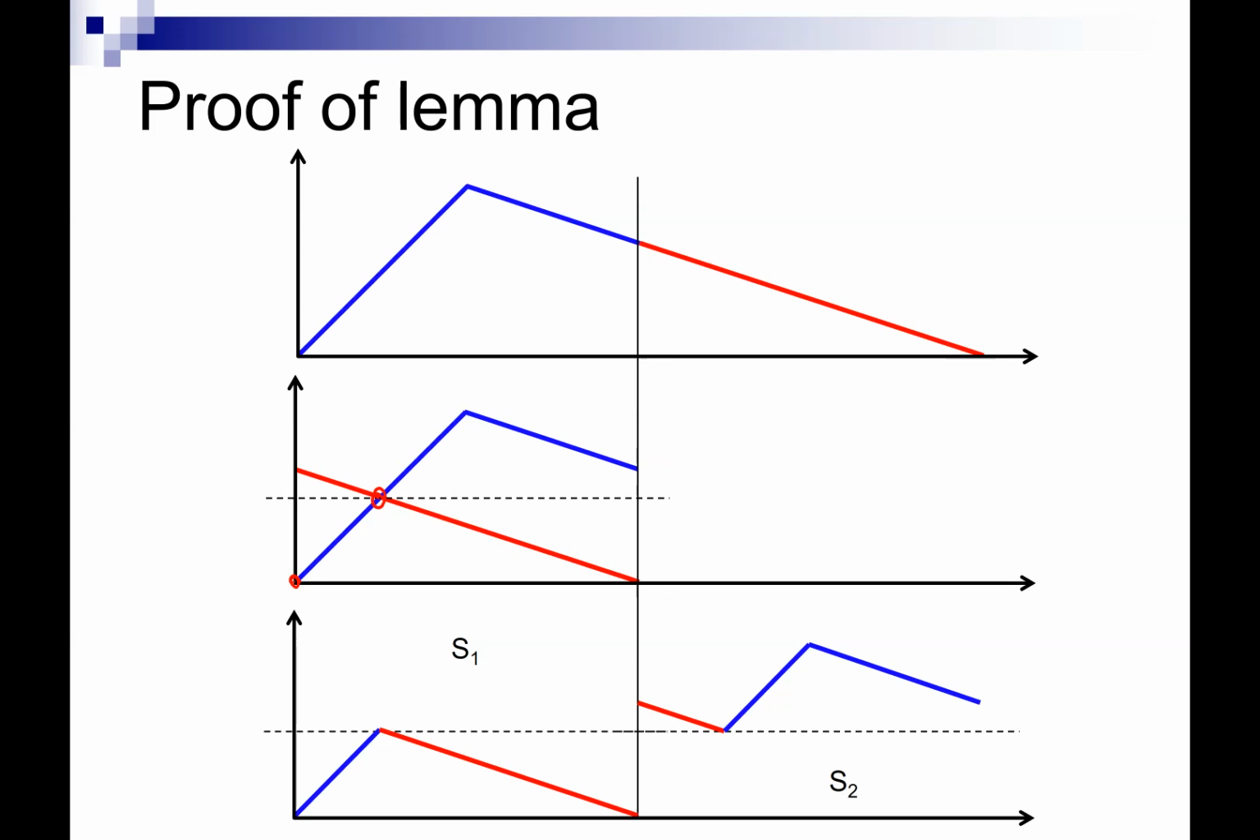Now you see that both of these sequences are bitonic. S1 is bitonic because it increases up to this intersection point and then it decreases. And S2 is bitonic because, here the blue part, you have an increasing part and then it starts decreasing, and then once you get to this value, this red part here is the beginning of the red part over here. And this is also this red part over here.